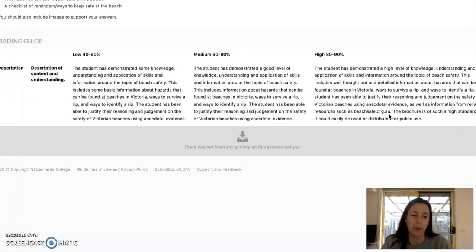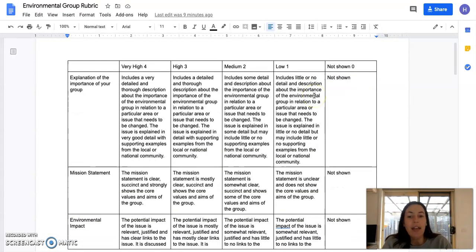So when you're creating these rubrics, essentially you're trying to work out what the standards are. So when I'm marking this assessment, how do I ensure that I'm marking it fairly and that all students are able to access it? Another type of rubric is this one.